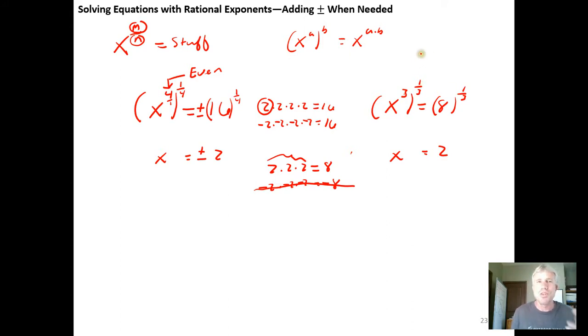So when you're working with equations that have rational exponents, job one, the first thing you do, is look at the numerator of the rational exponent and ask, is it even or is it odd? If it's even, you know that you're going to get a plus or minus in your solution process. If it's odd, you know that you will not get a plus or minus. So that's the first subtlety that occurs when we do these types of equations.